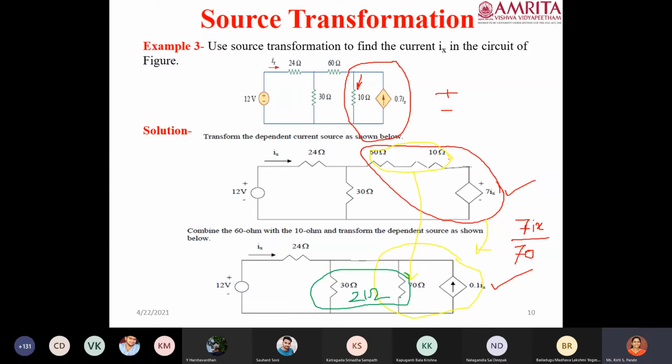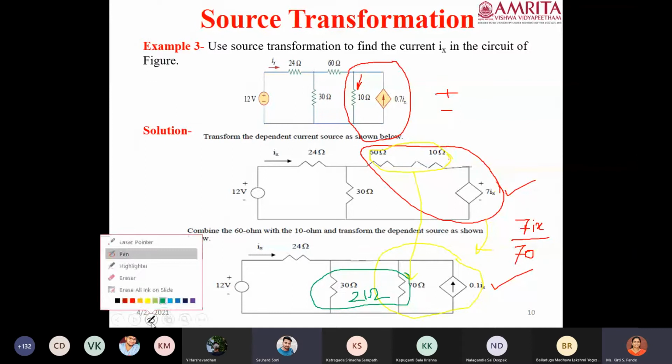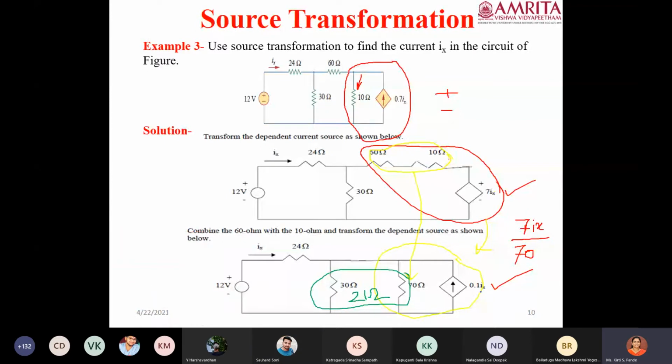All of you please concentrate on what I am saying. The 21 ohm resistor will be in parallel with this 0.1 Ix current source, correct? So what can we do now? Conversion, ma'am. Yes, I can do the source transformation. So this current source, which is now enclosed in this blue circle, I can convert to a voltage source, correct?